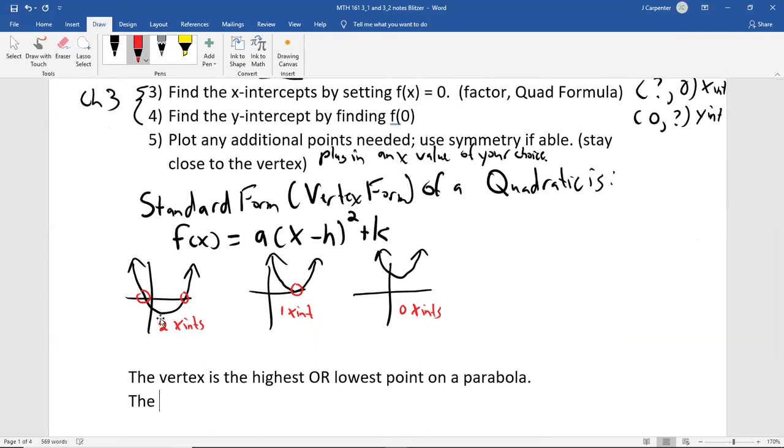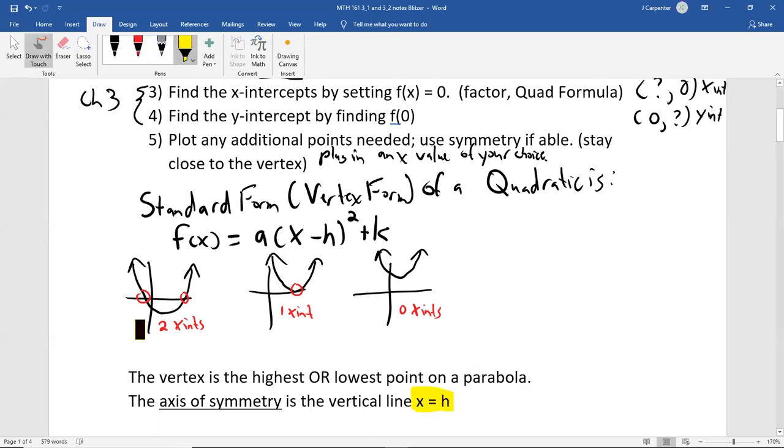And then finally, the axis of symmetry, as opposed to the axis of evil, sorry, history joke, is the vertical line x equals h. This is something that I really like to stress. The axis of symmetry is a vertical line.